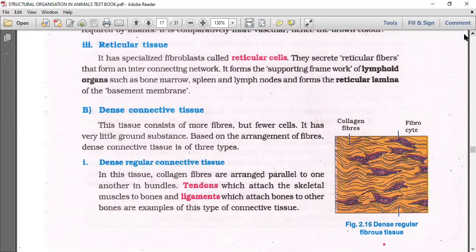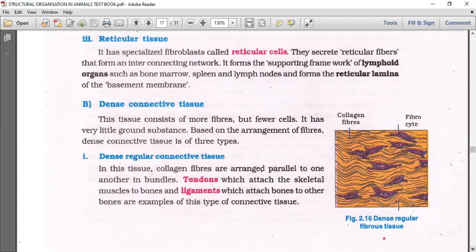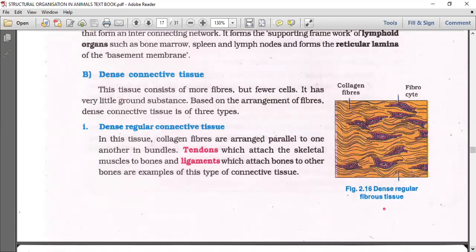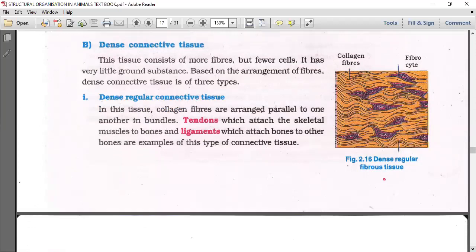Okay, so this is about the loose connective tissue. Likewise, let us also discuss the dense connective tissue. What is the basic difference between the loose connective tissue and dense connective tissue? The dense connective tissue. Dense, it's there in the name, dense.